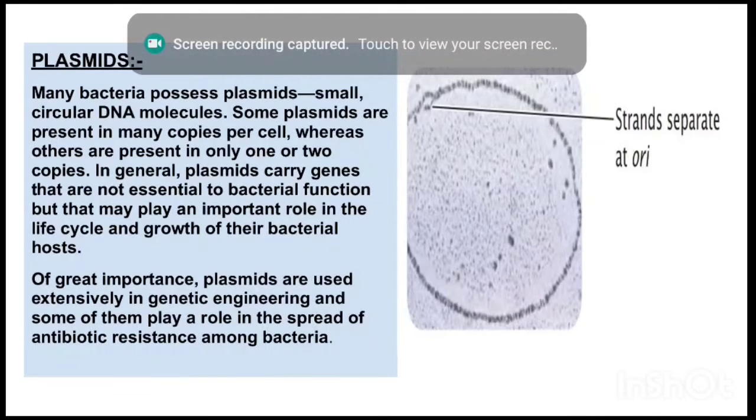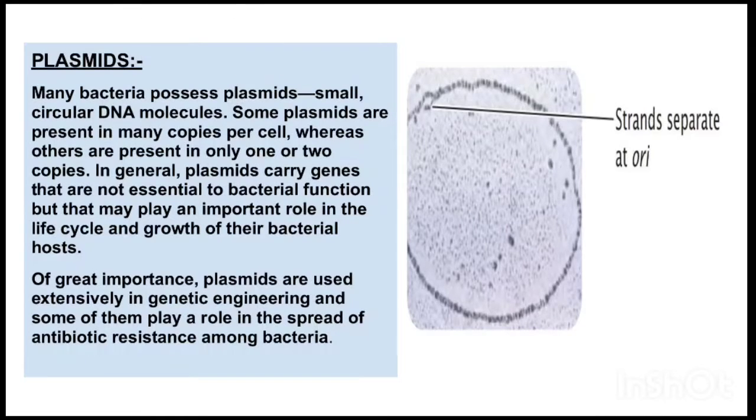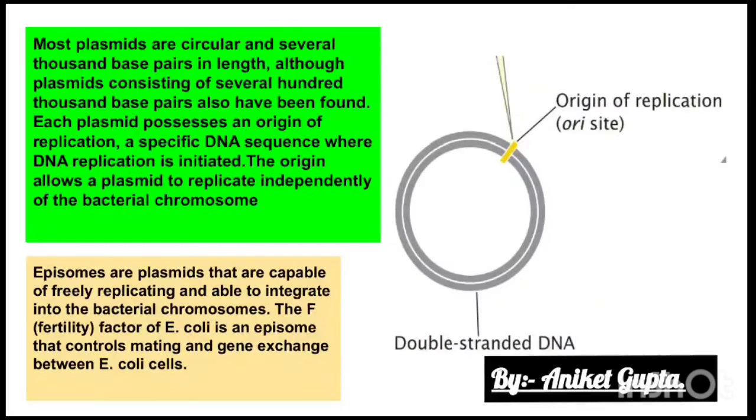So you can see here the electron micrograph of a plasmid. This is a plasmid, and the strands separate at ori. Ori is the origin of replication. The strand is going to separate, right? Now, most plasmids are circular and several thousand base pairs in length, although plasmids consisting of several 100,000 base pairs have also been found, right?